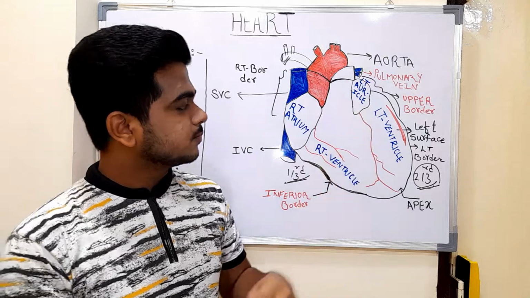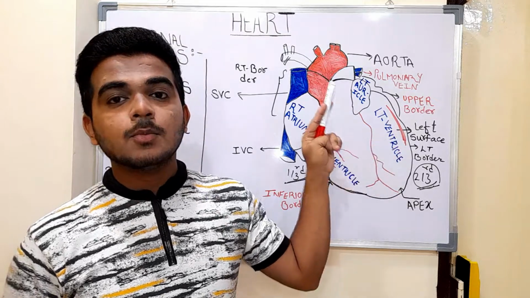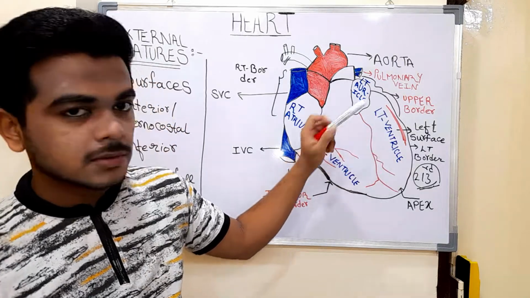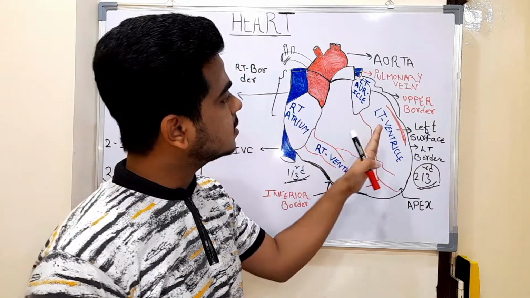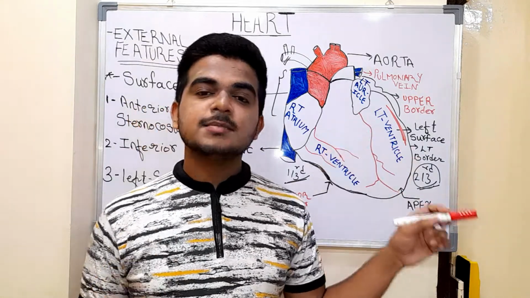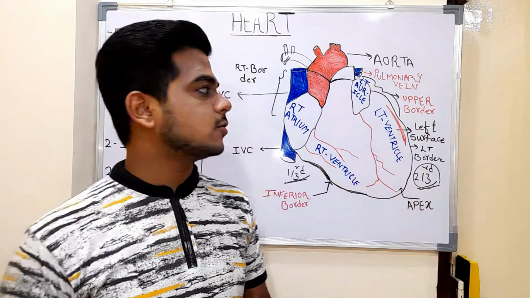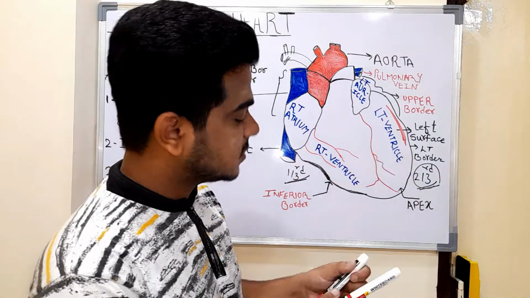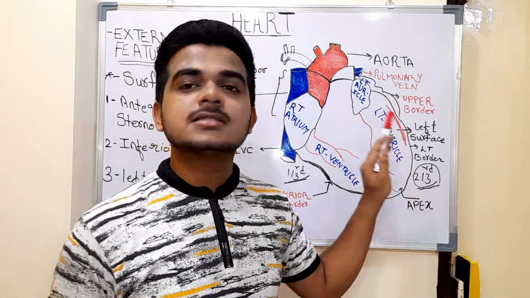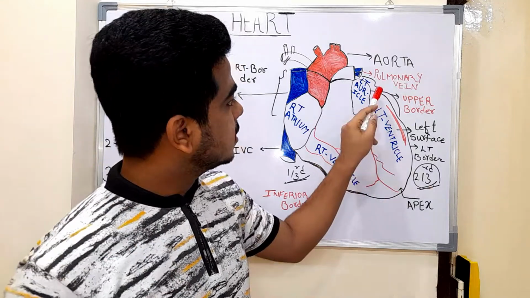You can also write that the maximum part of the left surface is formed by the left ventricle. So you also write in the examination, the maximum part of the left surface is formed by the left ventricle, and just a little bit of the left surface is formed by the left auricle. That means 98% of the left surface is left ventricle, and just 2% is left auricle.